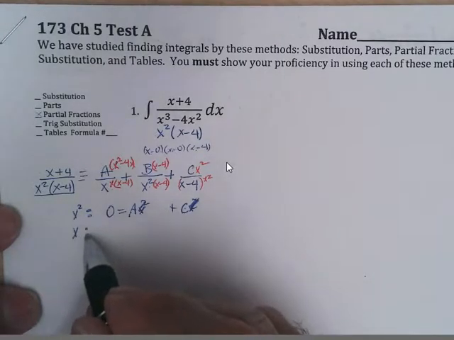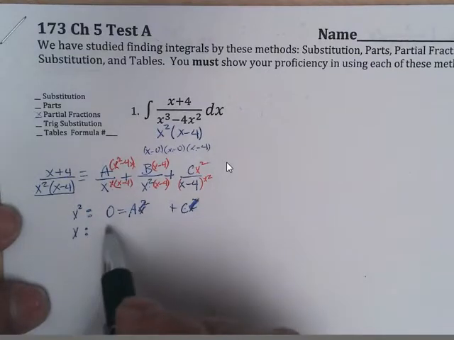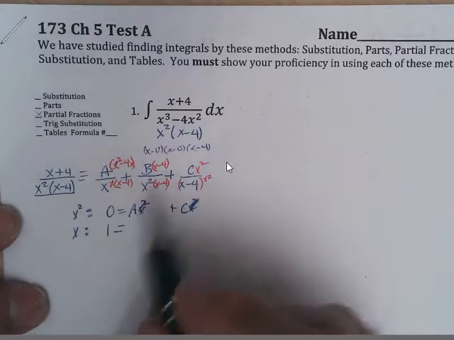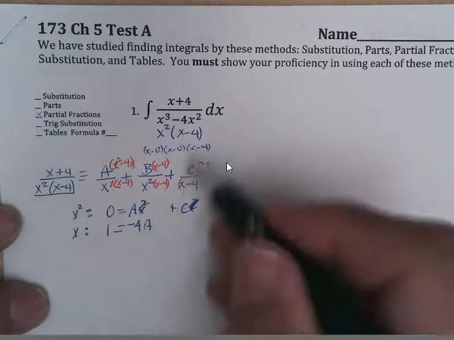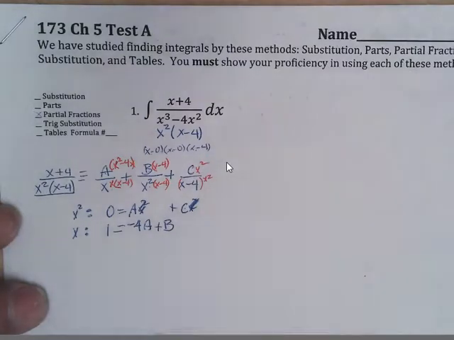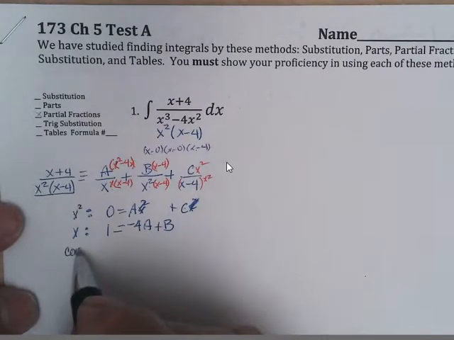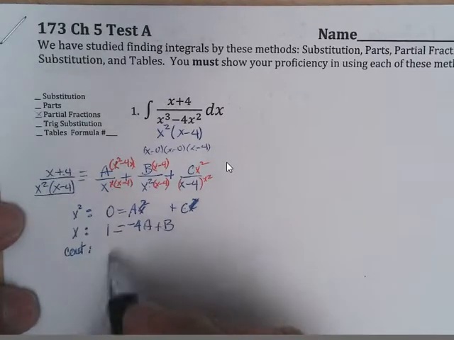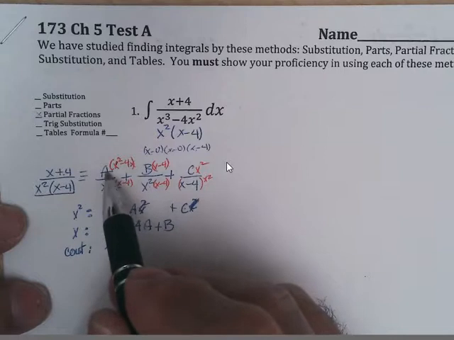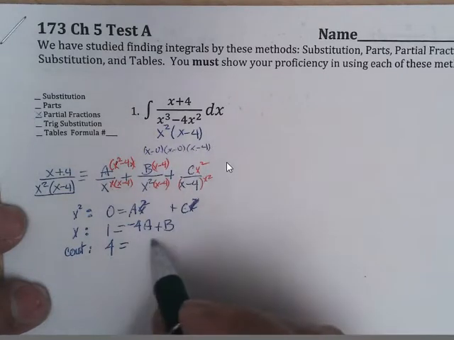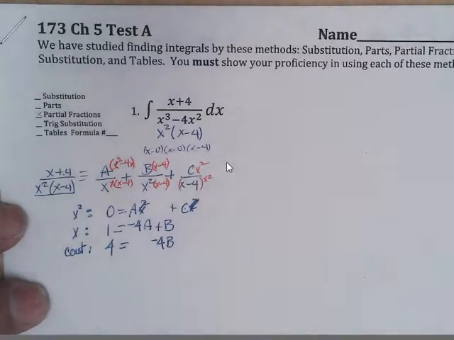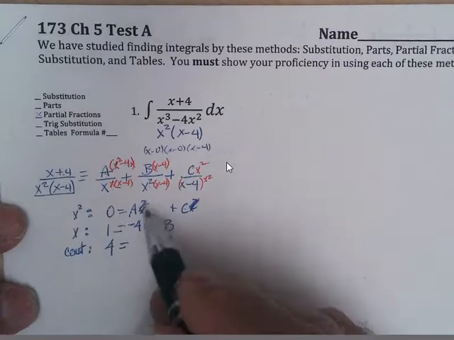Doing the x's, I have 1x equals negative 4a. And I get x there plus b, and no x's there. And for the constant, I have 4 equals no constants here to take times a, negative 4 times b, and no constants there. Now I can put this into matrices.